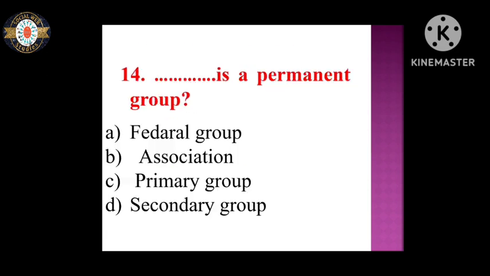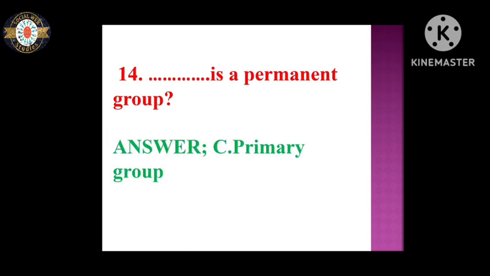Another question is, which is a permanent group? Option A, federal group. Option B, association. Option C, primary group. Option D, secondary group. The answer is option C, primary group.